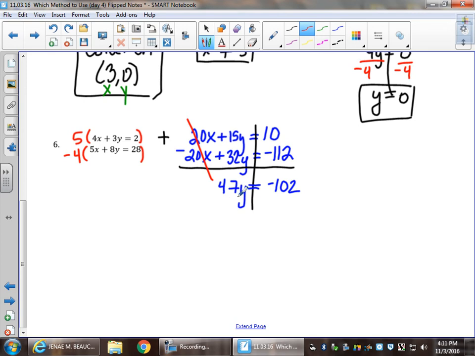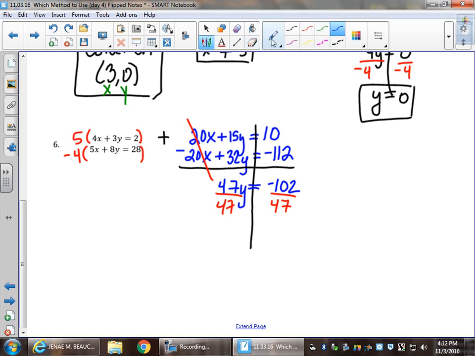To finish this up, we're going to divide both sides by 47. Divide by 47. So 102 divided by 47 is, did I do something wrong? Let me look. Did anybody see something? 5 times 4 is 20x, 15y, 10, negative 20x. Who caught my mistake? Way back up here. Do you see it?